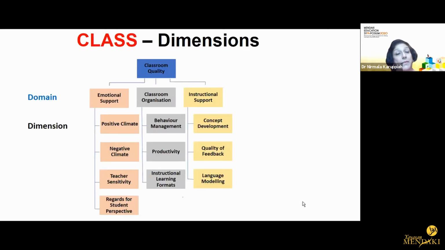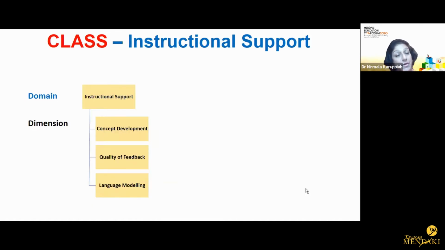So now let's move on to instructional support. In instructional support, there are three dimensions. They are concept development, quality of feedback, and language modeling. Let's look at each one of them individually.